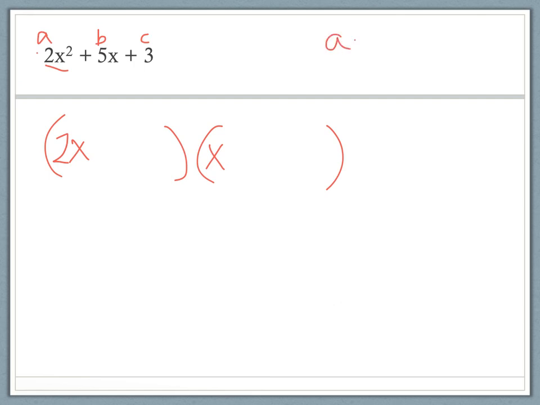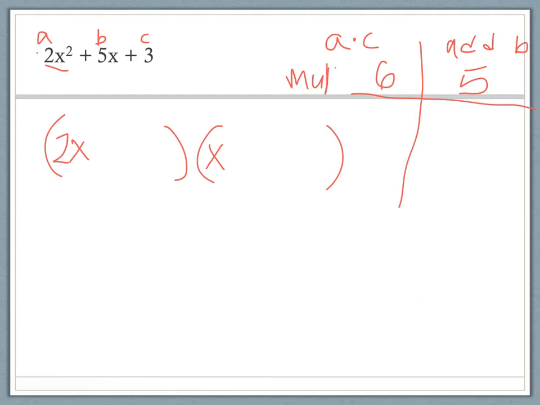Once I set that up, I'm halfway there. Now I'm going to multiply my A times my C. So 2 times 3 is 6. And we want it to add to our B, which is 5. So what things multiply to 6, but add to 5? I have 1 and 6, 2 and 3. 1 and 6 is 7 if I add them together. 2 plus 3 is 5. So I added to 5, so I know that I'm going to use these two numbers.